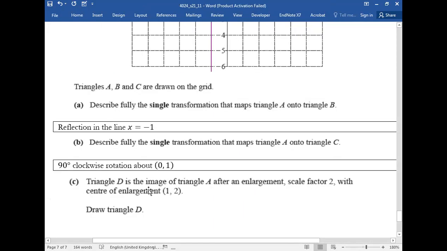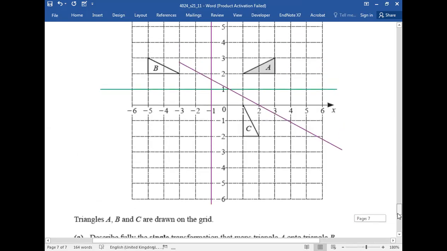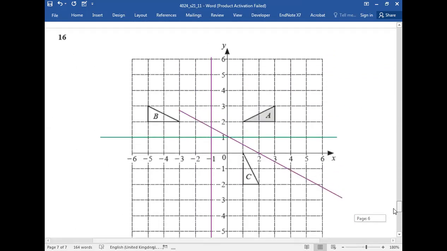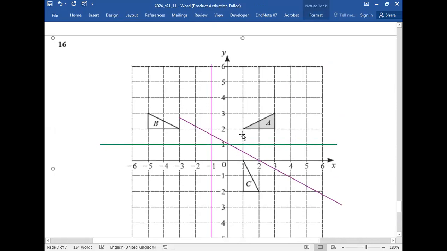Triangle D is the image of triangle A after an enlargement, scale factor 2, with center of enlargement 1, 2. Draw triangle D. What is the center? 1, 2. Okay, I'll draw the center of enlargement.